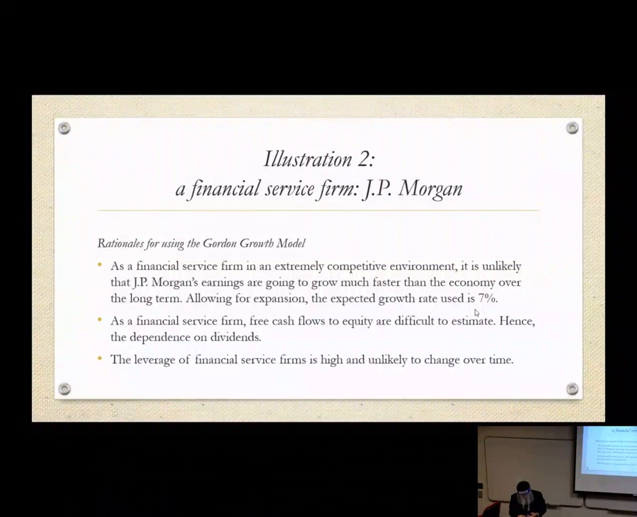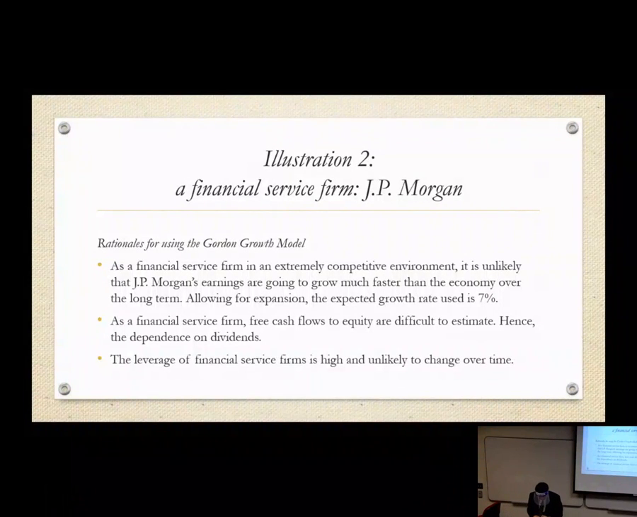And let's look at another example, JP Morgan, a large financial service company. Large financial companies, like JP Morgan, Bank of America, don't have much room for future growth. Why is that? They're already big. The market is fully penetrated. All right, so not much growth left there. That's why a lot of banking companies have a low P/E ratio, because they don't grow much.